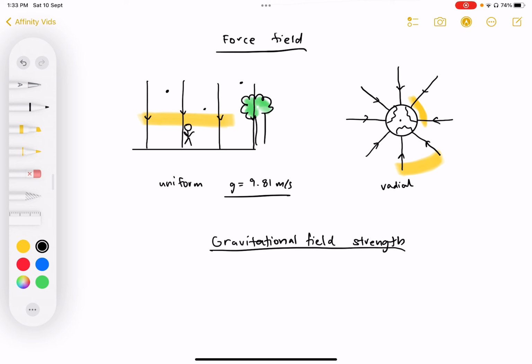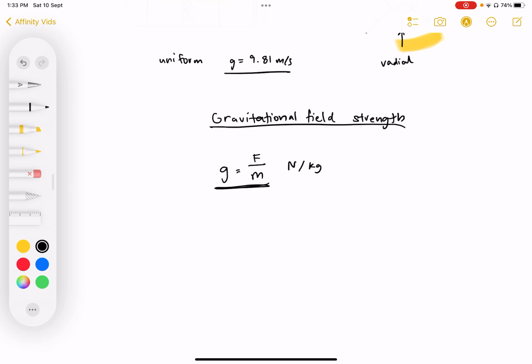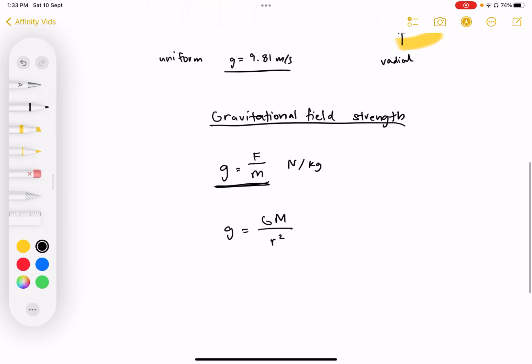Oh, spelled that wrong. So the gravitational field strength is the force per unit mass at a point in a gravitational field. We have g as our force per unit mass over here. And so obviously we could define that with our units like this. Another way that we can say this is g is equal to our gravitational constant times M, which is the mass of the object, over r squared.